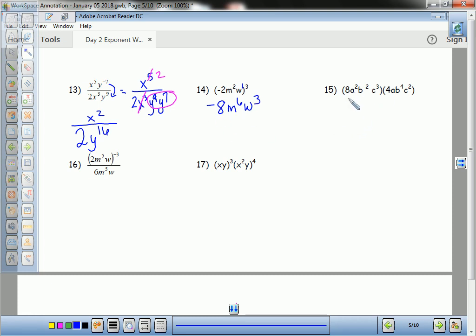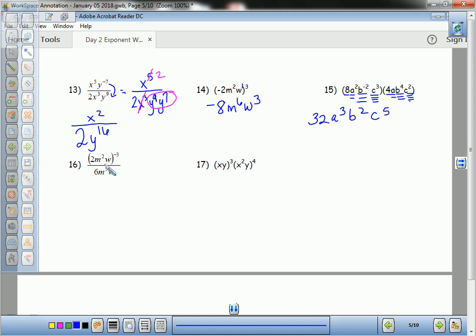All right, on number 15, it's straight multiplication, so 4 times 8 is 32. When we multiply like bases, we add the exponents, so 2 and the understood 1 makes 3. A negative 2 and a positive 4 makes a positive 2. And 3 and 2 make 5.